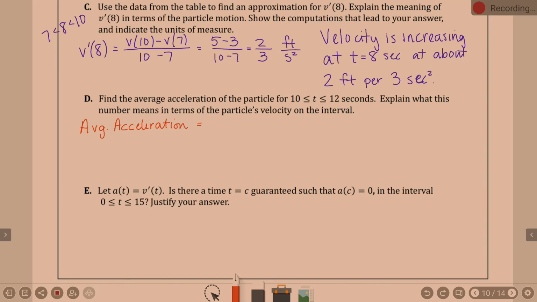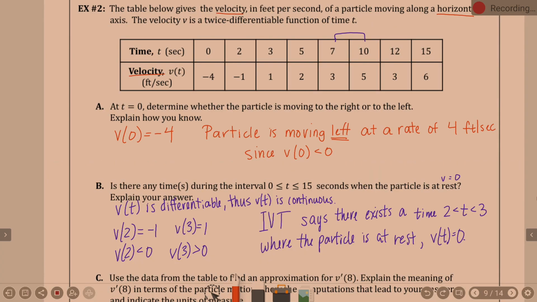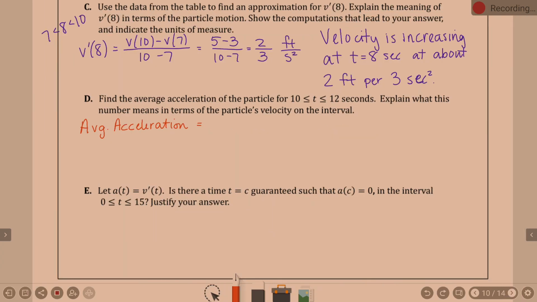It says for 10 to 12 seconds. What do we notice in our table up there? We set it up like a ratio, like f of 12 minus f of 10 over 12 minus 10. Basically that slope type formula, yeah. Okay, so average acceleration, that's the derivative of velocity. And so that is our slope type formula there, slope of the secant line, basically. So we're going to do velocity at 12 minus velocity of 10 over 12 minus 10. Or you can do 10 minus 12. It doesn't matter either way, as long as you're consistent top and bottom.